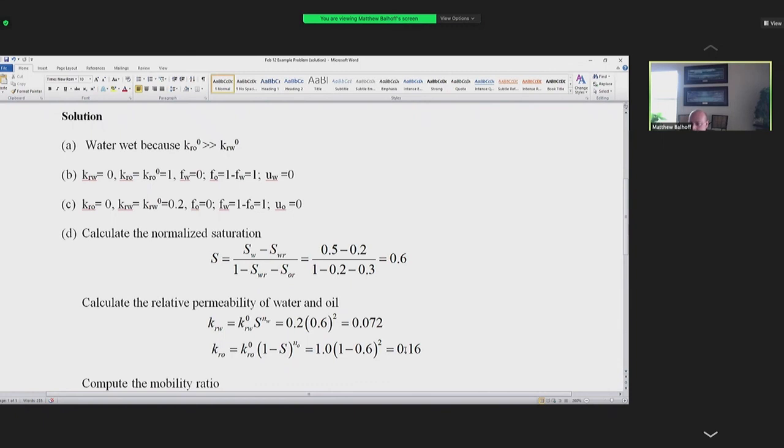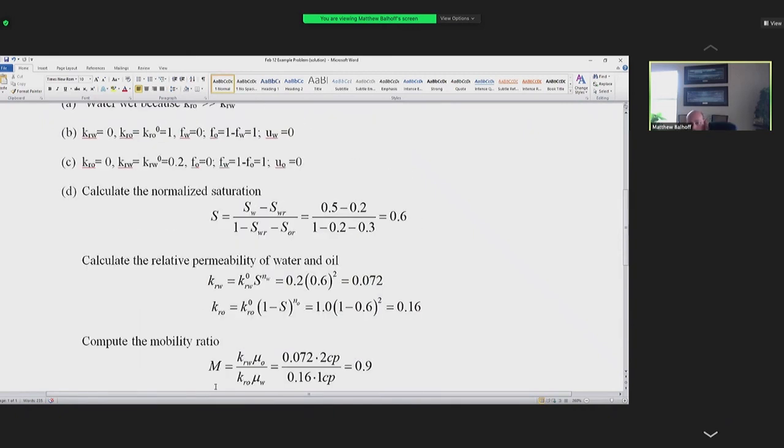Questions about that? So the next question was to compute the mobility ratio. We got KRW and KRO. We're given the viscosity, so calculate M, the mobility ratio. We could have calculated the endpoint mobility ratio as well, but I didn't ask for that. So just the mobility ratio M. I got M is 0.072 times 2 centipoise divided by 0.16, that was the relative permeability of oil, times 1 centipoise. And I got a mobility ratio of 0.9.